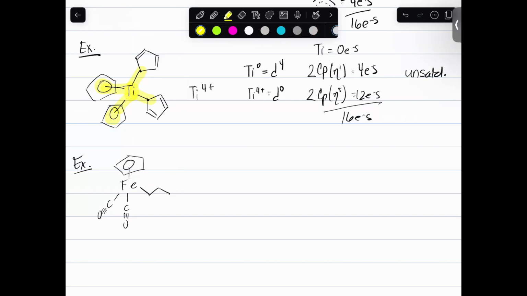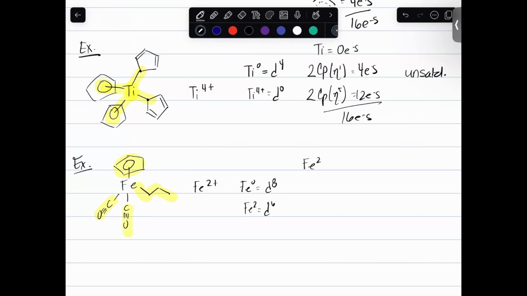Again, carbon monoxide ligands are neutral, but our cyclopentadienyl and our carbon systems each come in with a -1, which means that my iron has a 2+ charge. When its oxidation state is 0, it has d8 electrons. When it's 2+, it's got d6 electrons. Just like before, we'll calculate the total electron count.